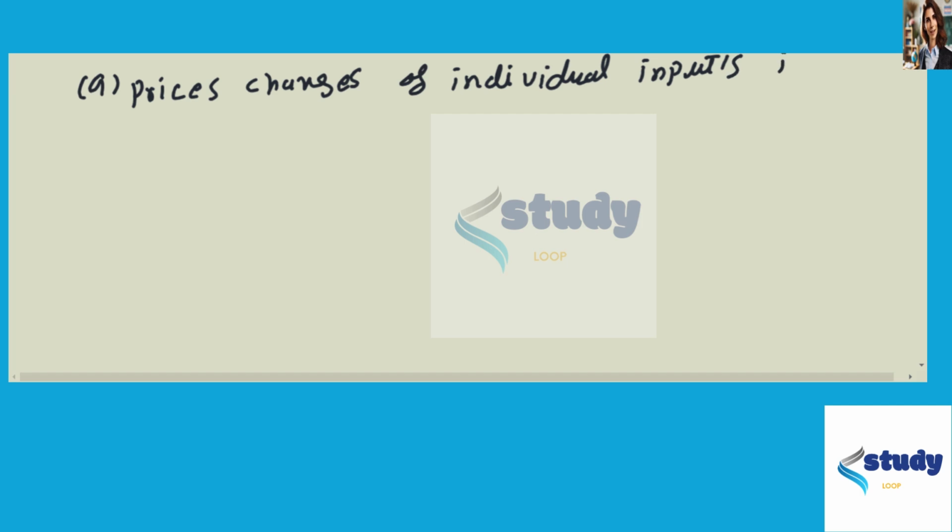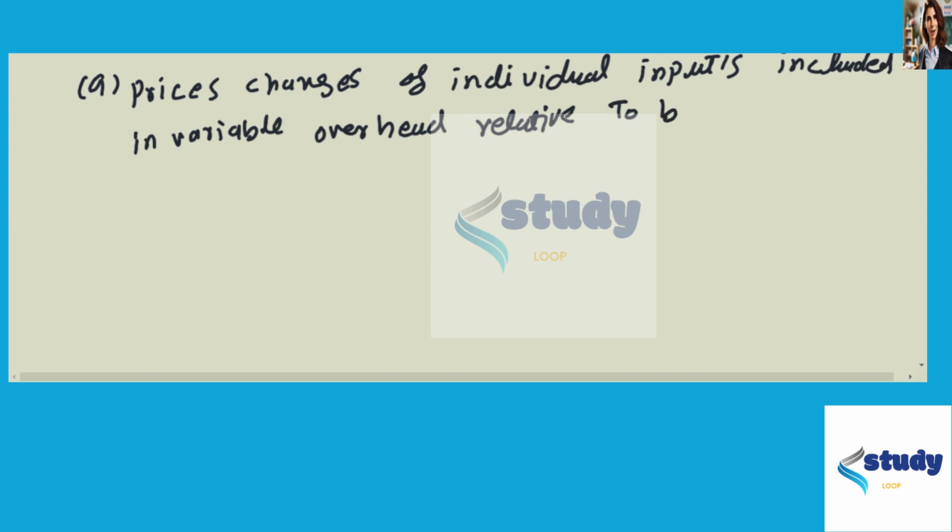So these are inputs included in variable overhead, relative to budgeted prices, right?